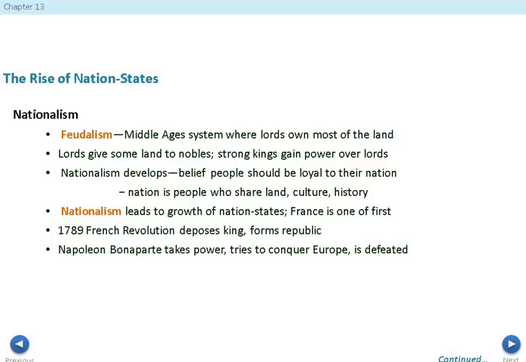Now, nationalism is going to develop. Nationalism is a belief that people should be loyal to their nation. A nation is a people who share land, culture, and history. Nationalism is going to lead to the growth of the nation states. And so nationalism is not so much about a group of people, it's about the country that you live in.